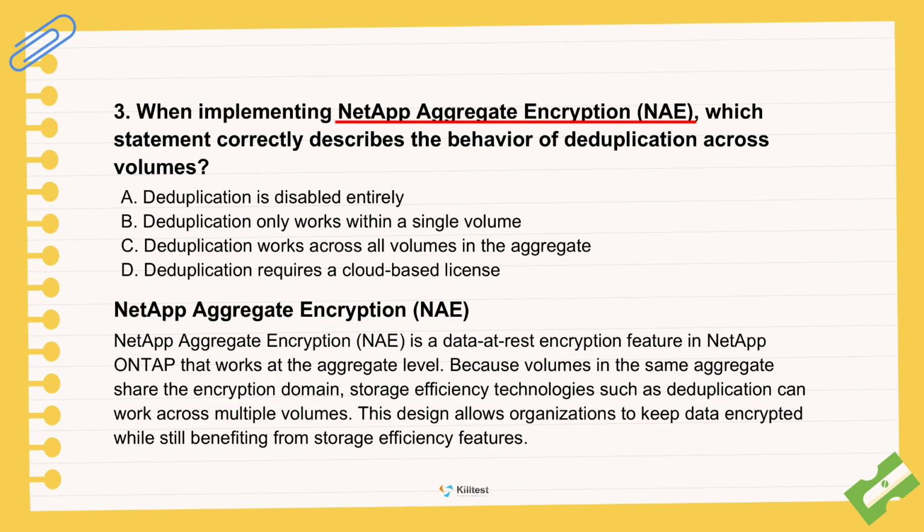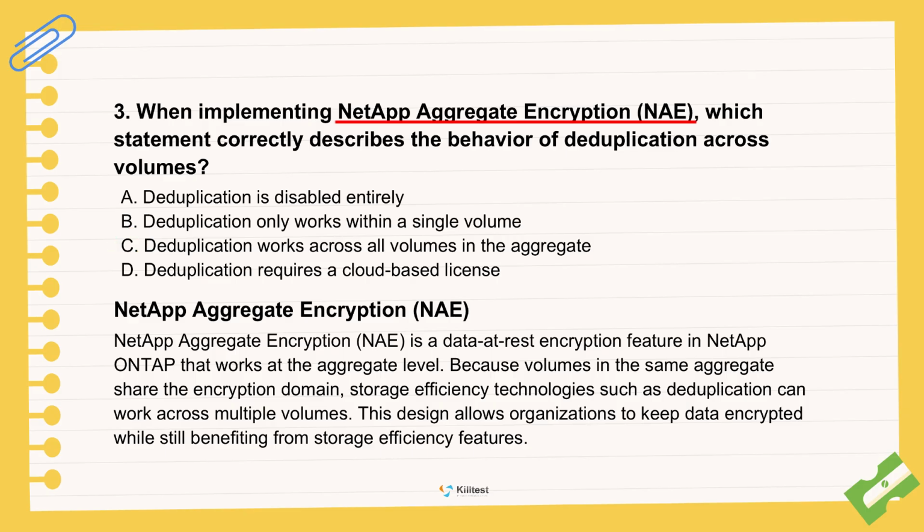But NetApp aggregate encryption solves this. And this is vital for anyone taking the exam to understand. NAE allows deduplication to work across all volumes within the aggregate. To understand why that works, we really need to define the architecture. In ONTAP, an aggregate is the broad physical domain, the actual collection of physical hard drives or SSDs. Volumes are just the logical containers carved out of that aggregate. So by applying the encryption at the aggregate level rather than the volume level, multiple volumes are forced to share the exact same encryption key domain.